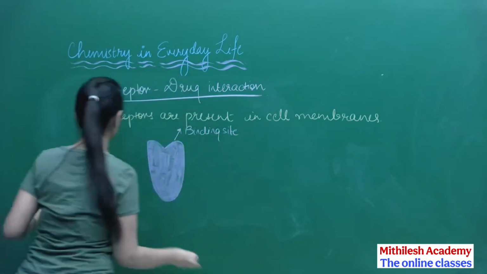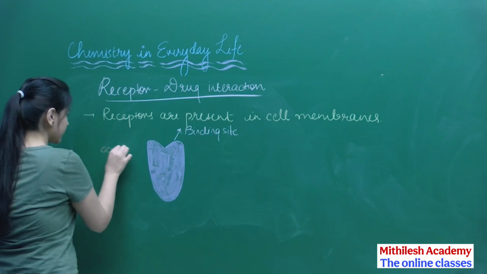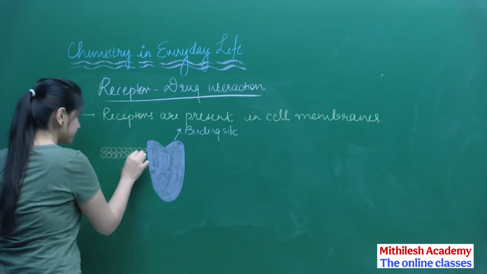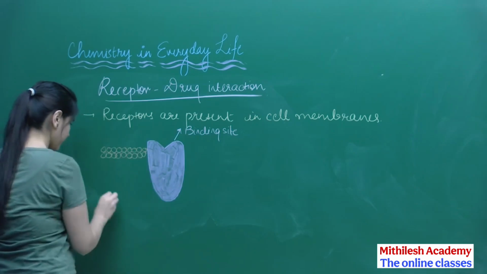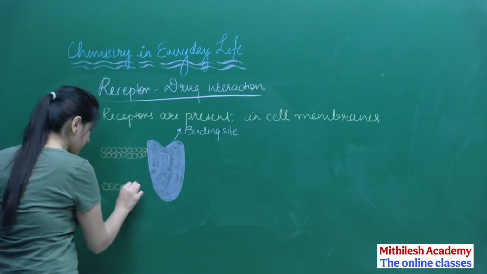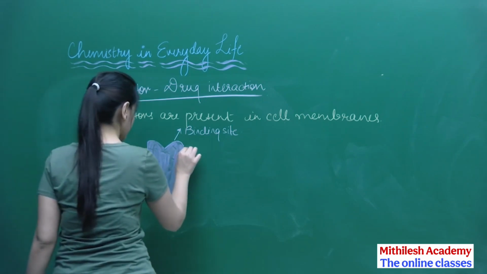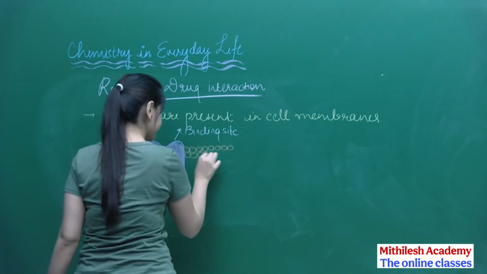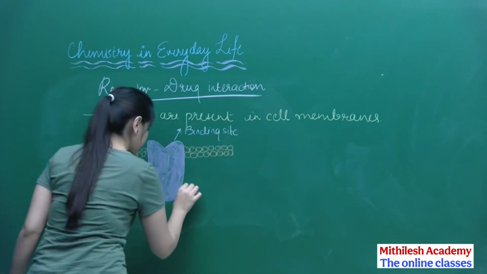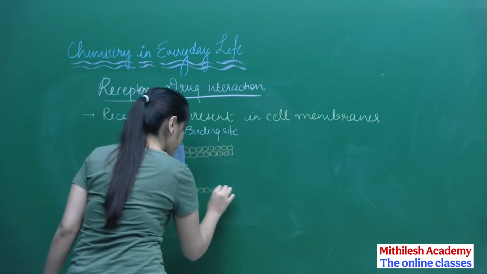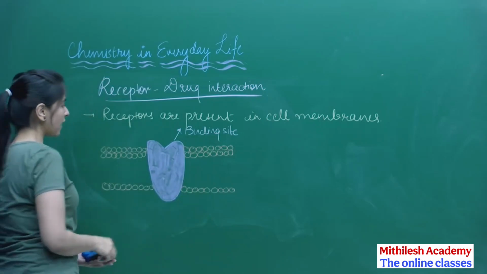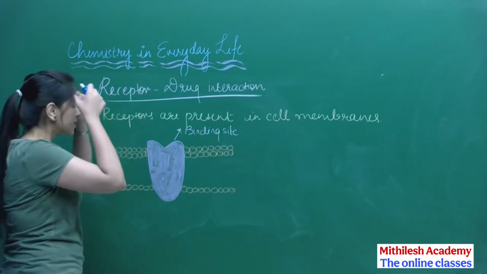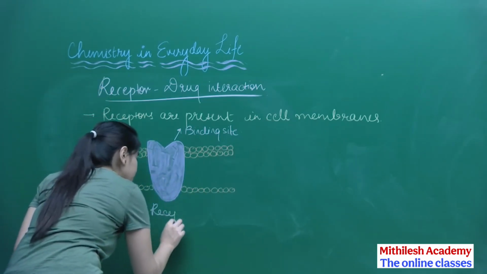And what do I have here? I have this as the outer cell membrane, and this is the inner cell membrane. Again the outer cell membrane, and the inner cell membrane. So that is how the cell membranes are arranged, and that is how the receptor has been bound. So this is a receptor.